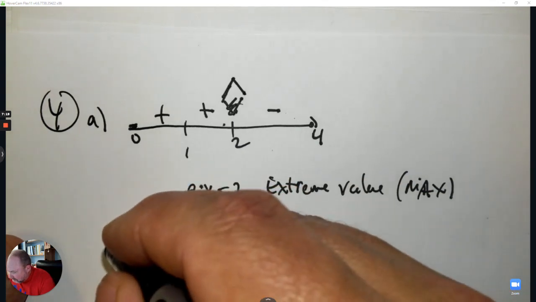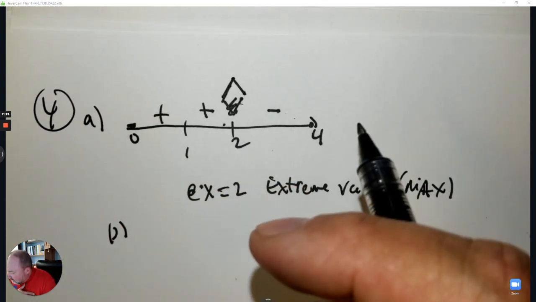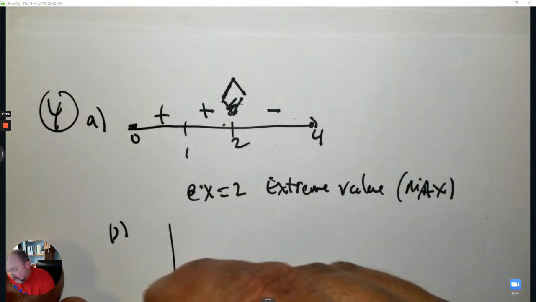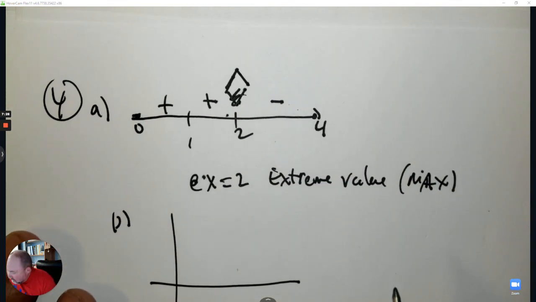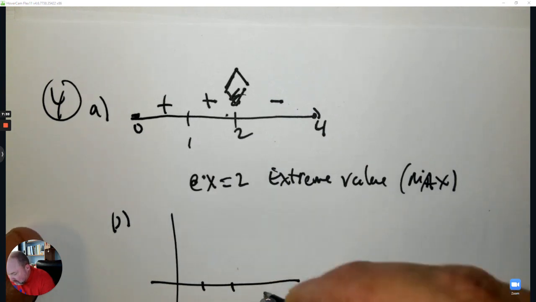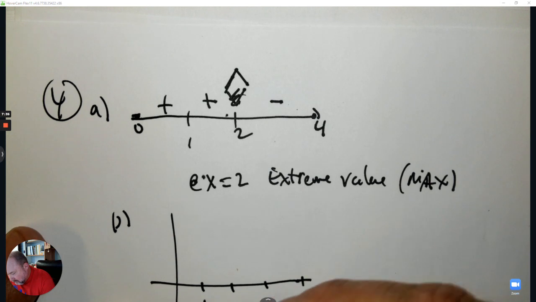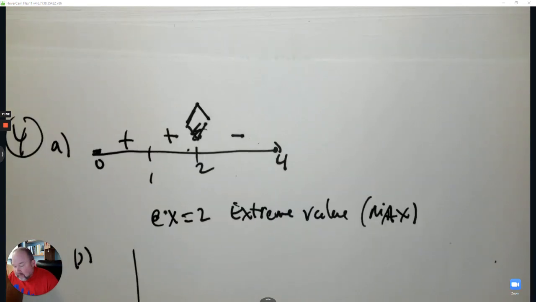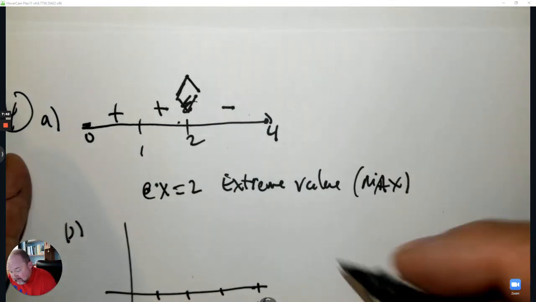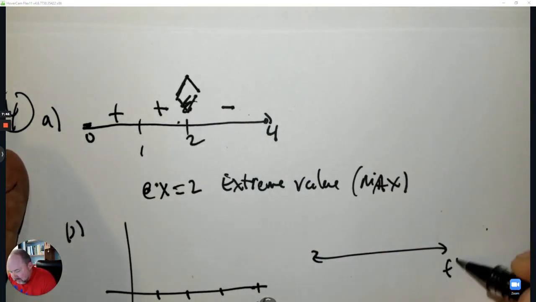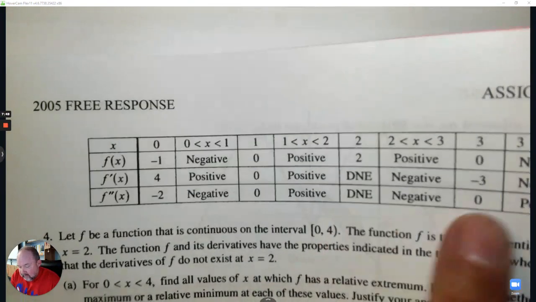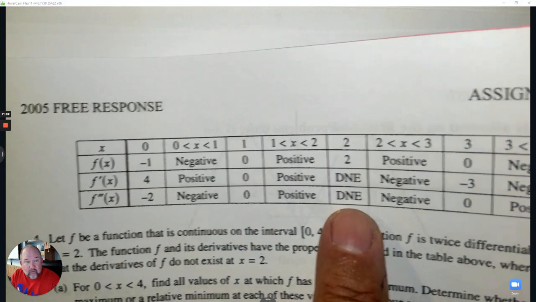Part B. On the axes provided, sketch the graph of the functions. So I don't see any axes, so we're going to do it ourselves. And sketch a graph of it from 0 to 4. Using this, it means it increases and then it decreases. We also need the concavity. So where is it equal to 0 or undefined? So 0, undefined, 0. So all of these, 1, 2, and 3.